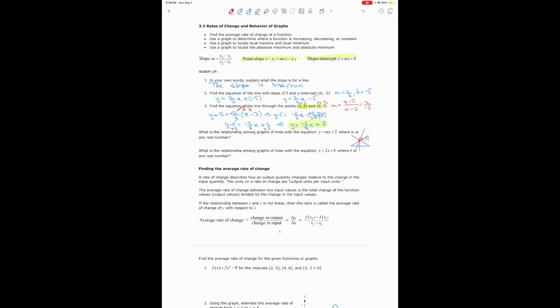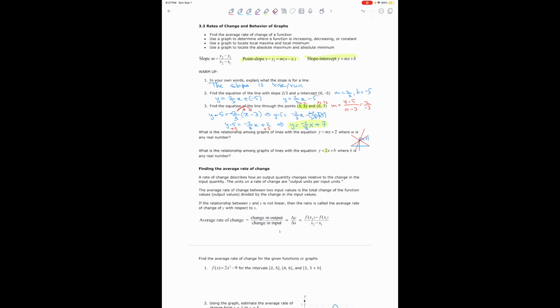What is the relationship among graphs of lines with the equation y equals 2x plus b, where b is any real number? Notice how these graphs have the same slope, but they have a different y-intercept. However, the y-intercept is going to be different. So they're going to be parallel to one another, such that they have the same exact slope.